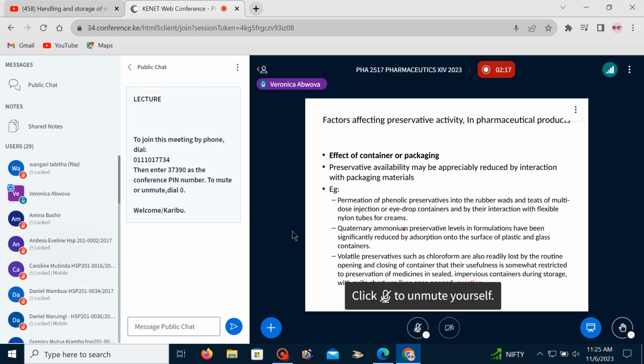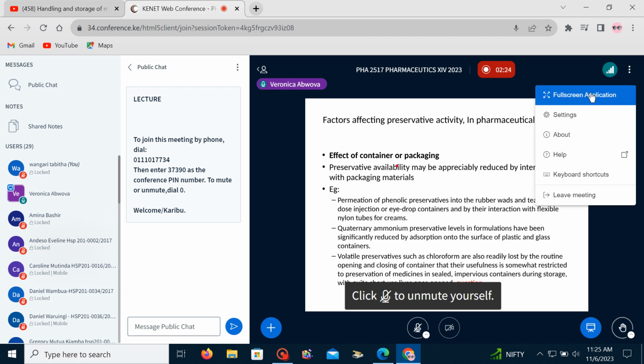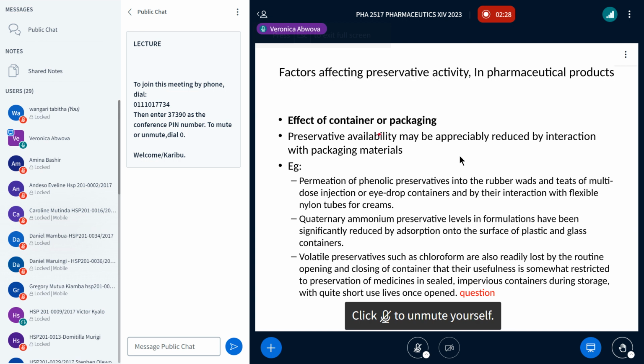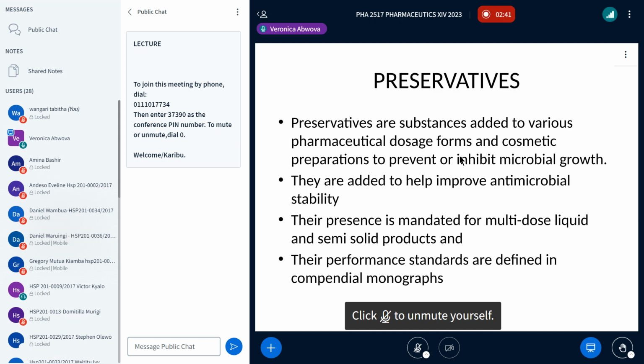Then we also looked at the effect of container or packaging, and we said it's possible for your preservative to adsorb onto the container, and if it does adsorb, it means that you will not have free preservative, and you will not get the effective concentrations required. Yes, so those are some of the factors we looked at that would affect your effectiveness.